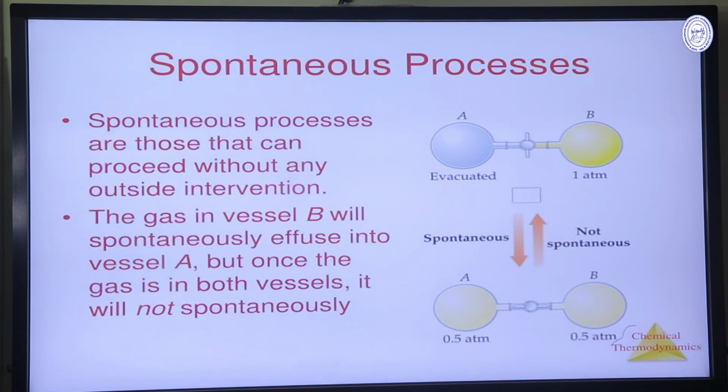Okay, now let's take an example of this diagram. What has been shown here? There is a gas in the vessel B, and there is a small controller, and another vessel A is evacuated. Okay. Now if we open the valve, what will happen?